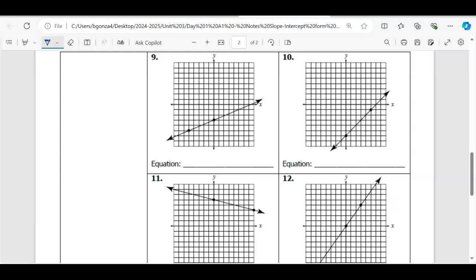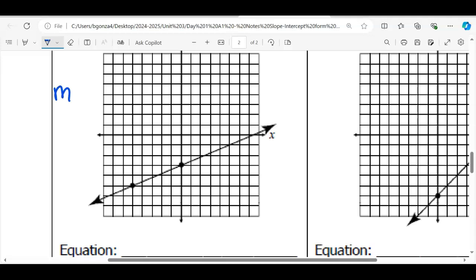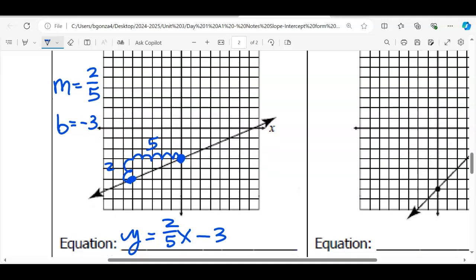Here we go. Number 9. Did you count the rise over run? So I need my m, rise over run. So starting on the left, I rise up 2. I rise right 5, 2 over 5. Because it goes up to the right, it's positive. Up 2, right 5. What's my b? So right here, it's 3 below 0. 3 below 0 is negative 3. So y equals 2 over 5x minus 3.